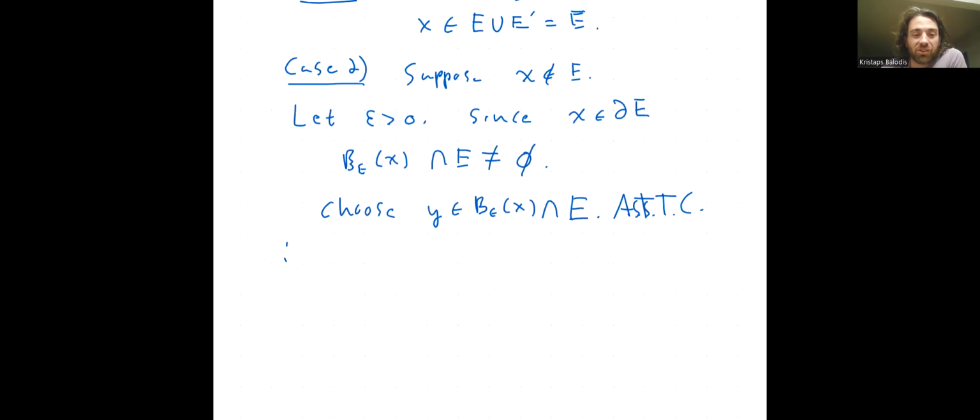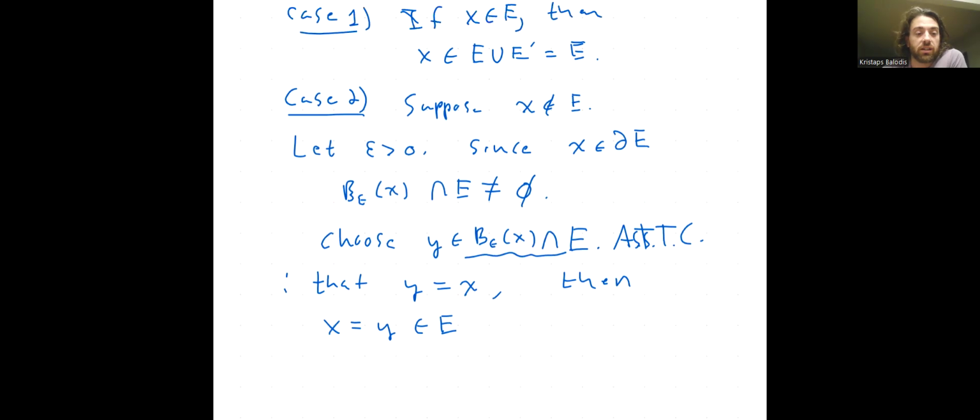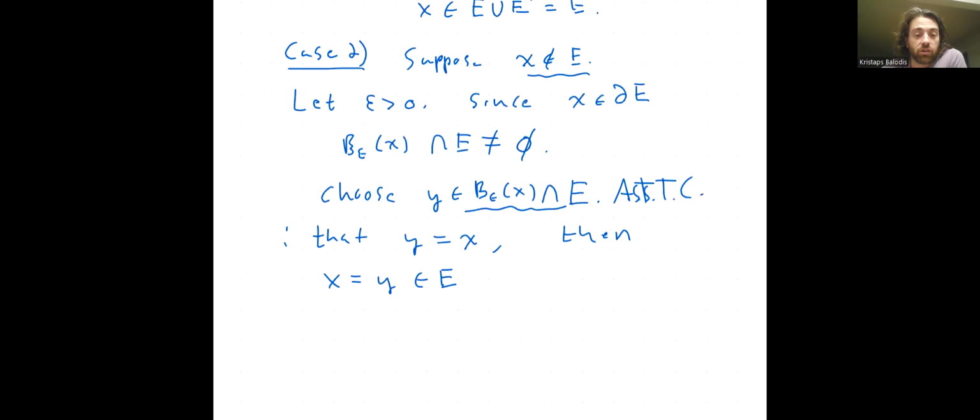So choose epsilon to be in this intersection. Assume, for the sake of contradiction, that y is equal to epsilon. Well, that's a problem, because then x is equal to y, and y we know has to be in E because it's in this intersection. But remember, we're assuming that x was not in E, right? So contrary, okay, it's like a one-step contradiction proof, but I just wanted to be brutally formal because I was maybe too unclear in class. So now I'm going to be brutally precise.